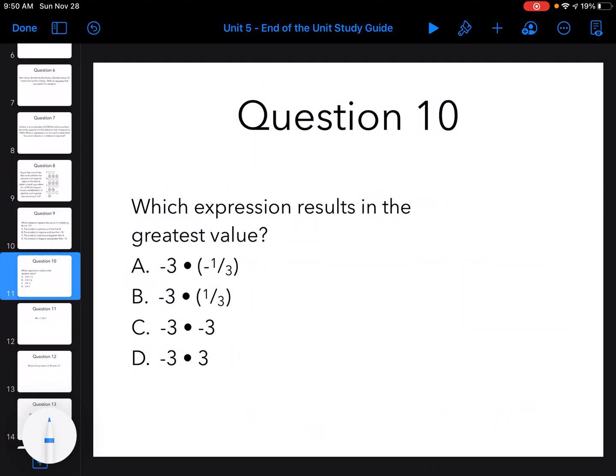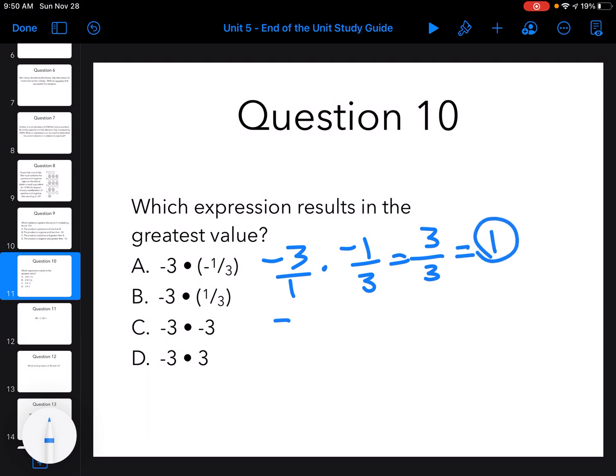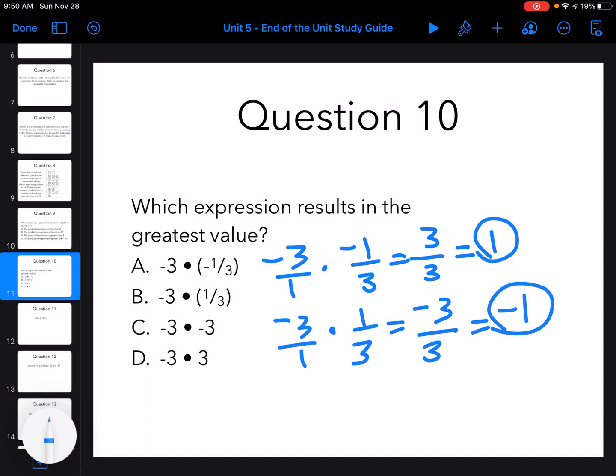Which expression results in the greatest value? So negative 3 over 1 times negative 1/3. And I have 3 over 3, which is 1 whole. Okay, a negative times a negative is a positive.